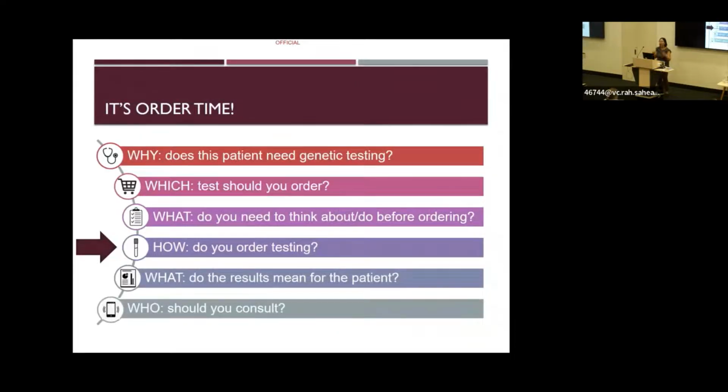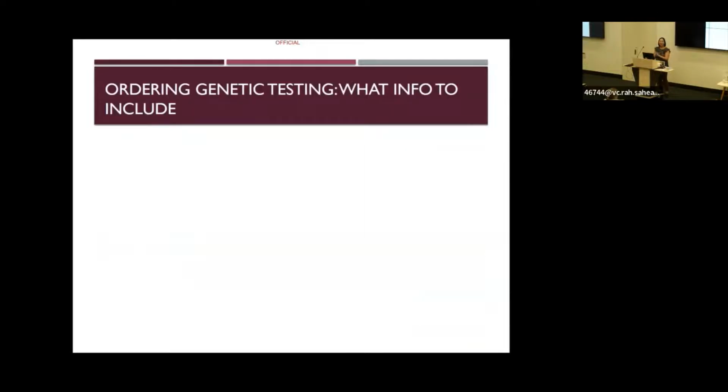Now it's time to order. How do we actually order genetic testing? So what information do we need to put on the request form? Please give me the phenotype. Please give me information about what kind of signs and symptoms the patient actually has. If there's Medicare criteria, please put them down as well.